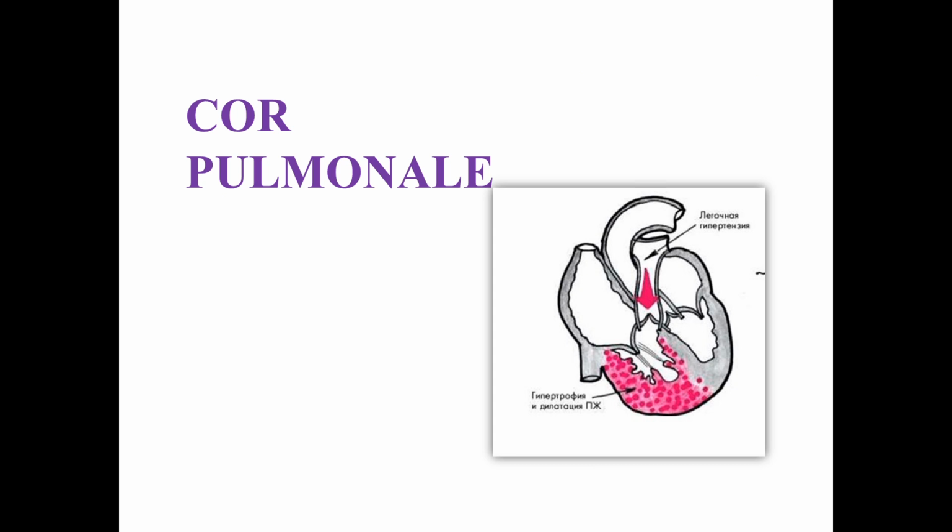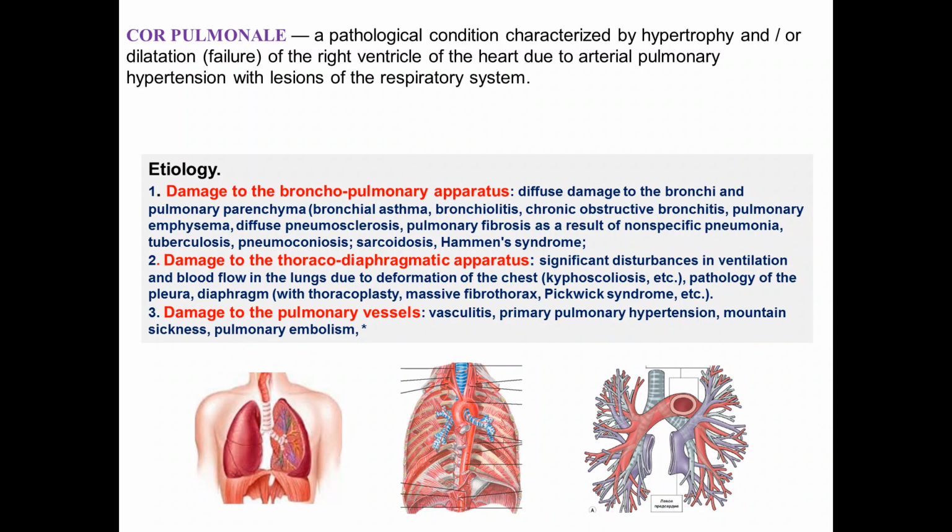Next, our syndrome is cor pulmonale. What is cor pulmonale? A pathological condition characterized by hypertrophy and/or dilation of the right ventricle of the heart due to arterial pulmonary hypertension with lesion of the respiratory system.